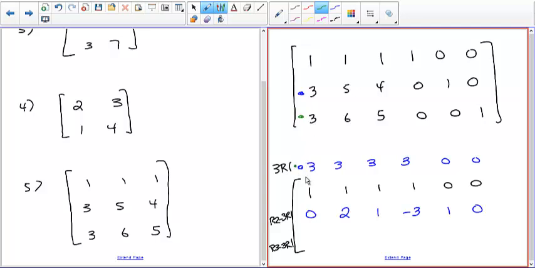3 minus 3 is 0. 6 minus 3 is 3. 5 minus 3 is 2. 0 minus 3 is negative 3. 0 minus 0 is 0. 1 minus 0 is 1. Okay.